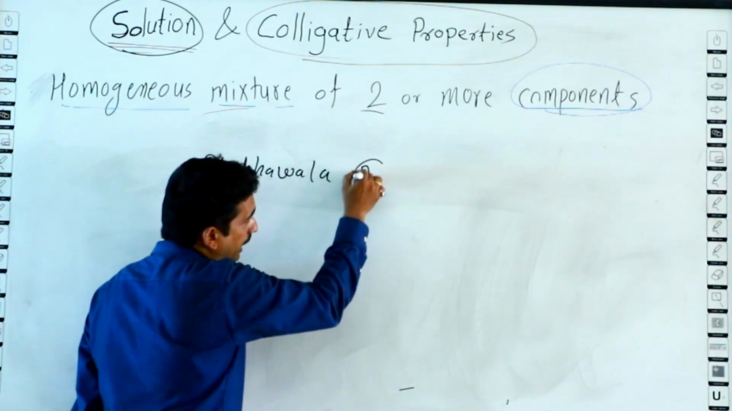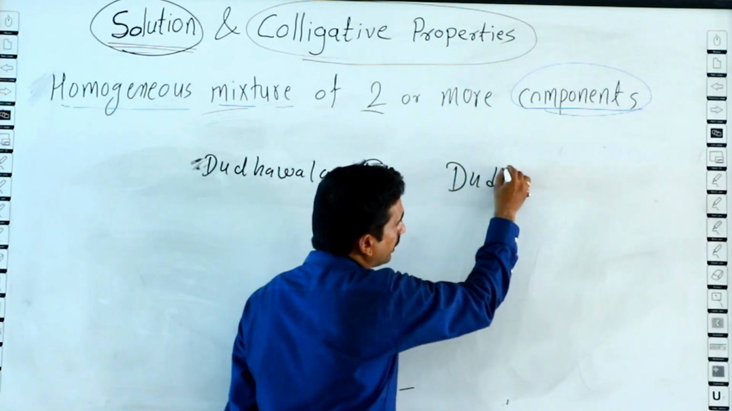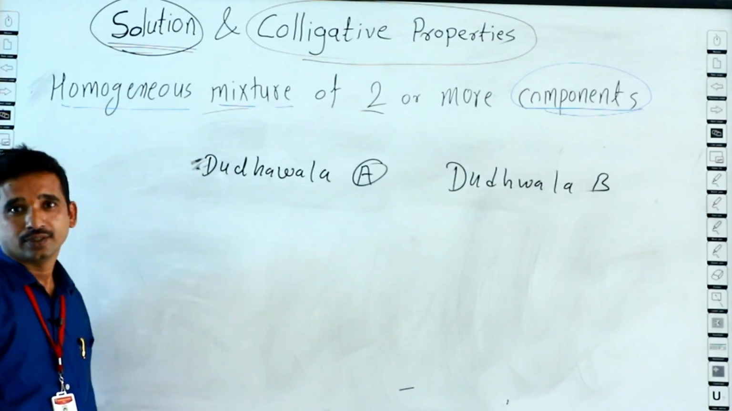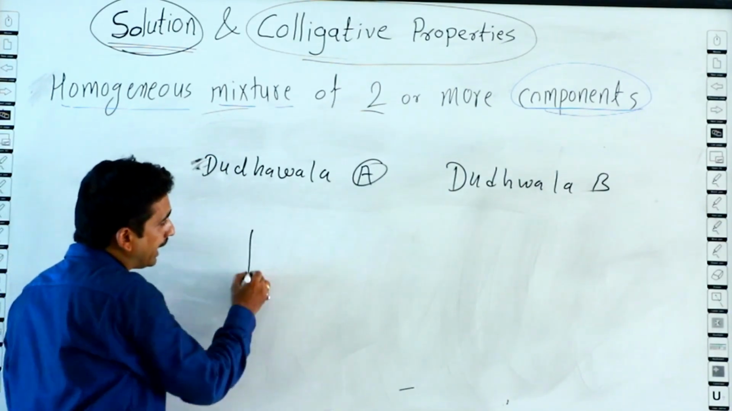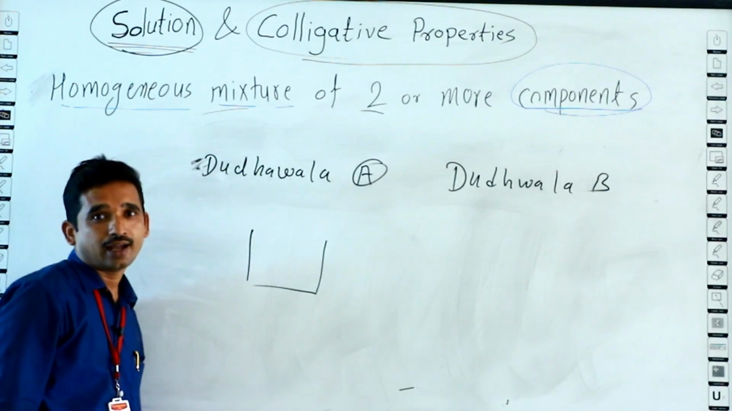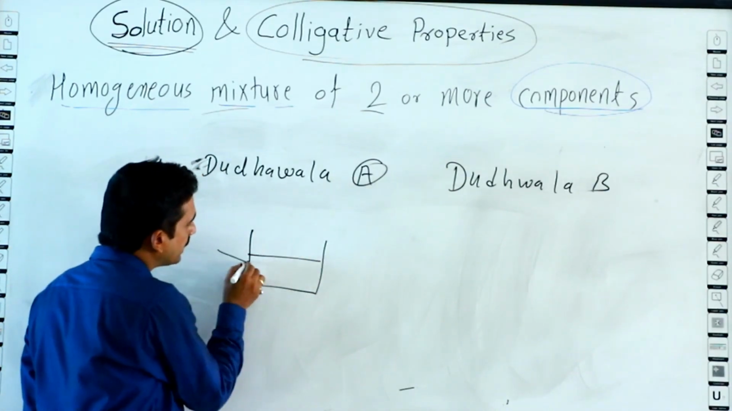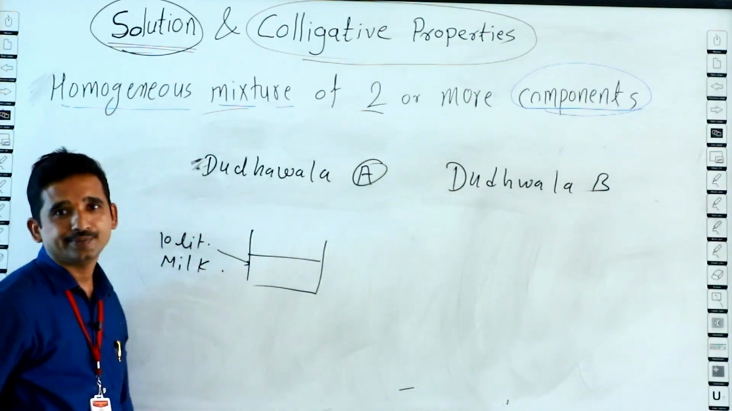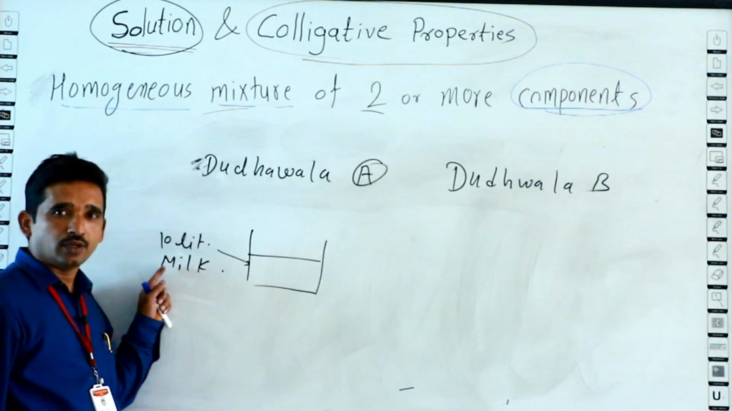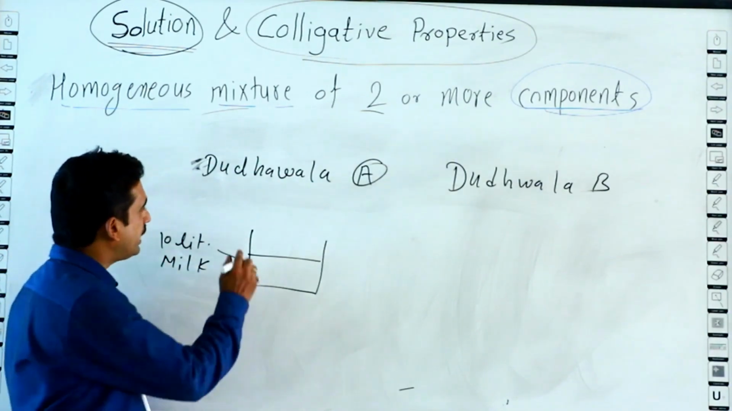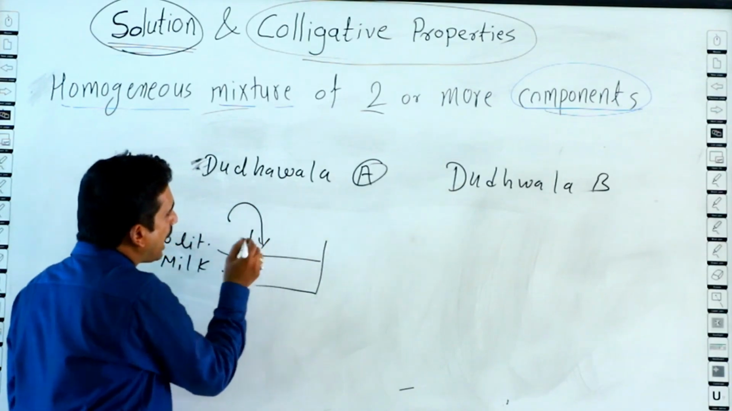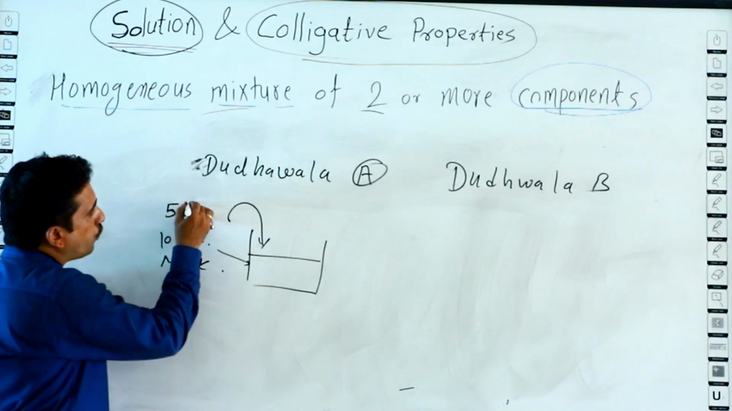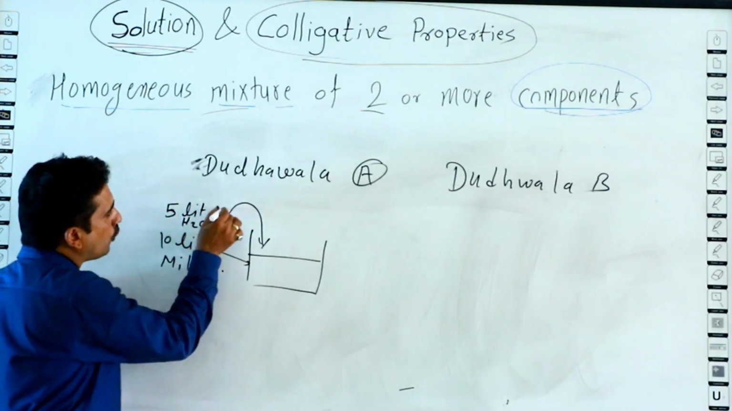दूध वाला A and दूध वाला B. दूध वाला A क्या करेगा, उसके पास 10 लीटर मिल्क है. He is adding 5 लीटर ऑफ वाटर.